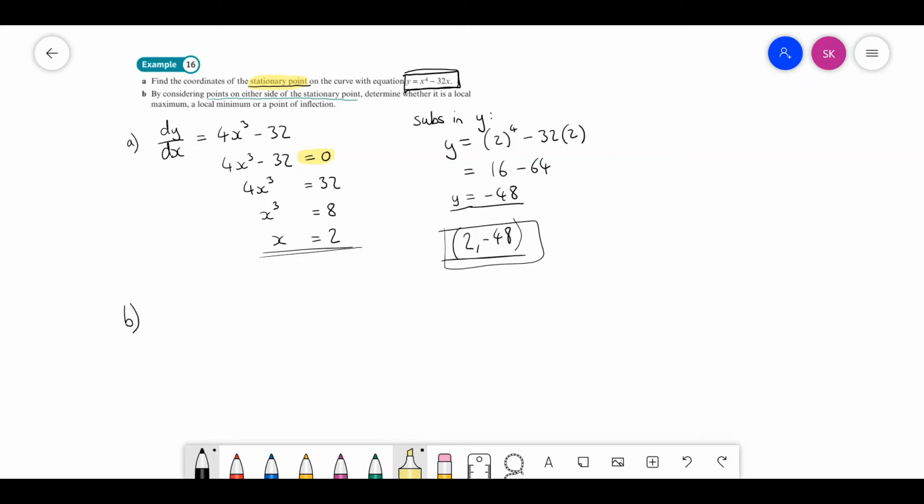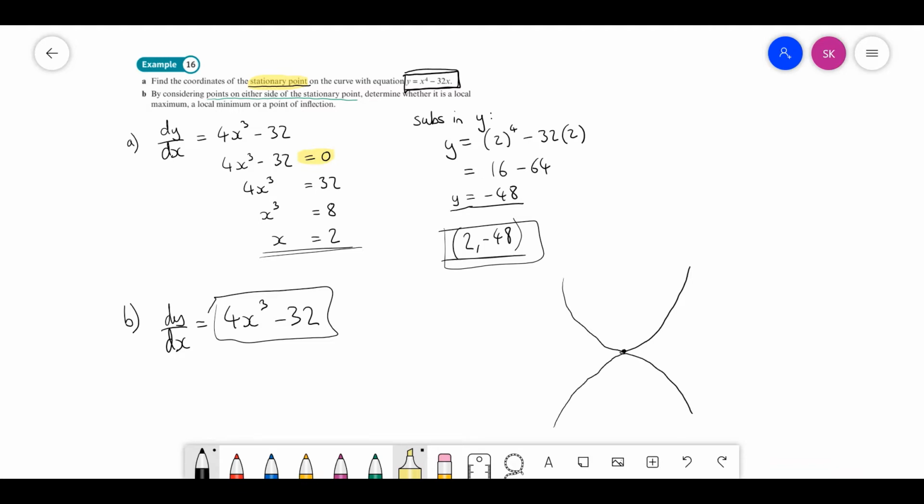So what we're being asked to do, using the gradient function, the first derivative, we know that when x is 2, this thing is equal to 0. In other words, the curve is stationary at that point. The gradient is 0. What we need to figure out is whether the gradient is negative or positive, either side of it. Because at the moment, it could be like that, or it could be like that.